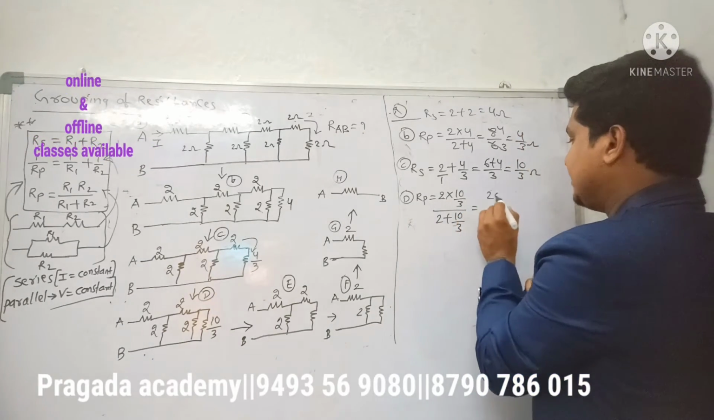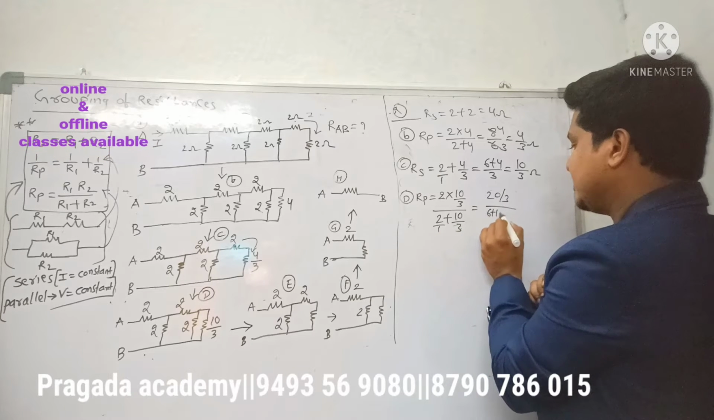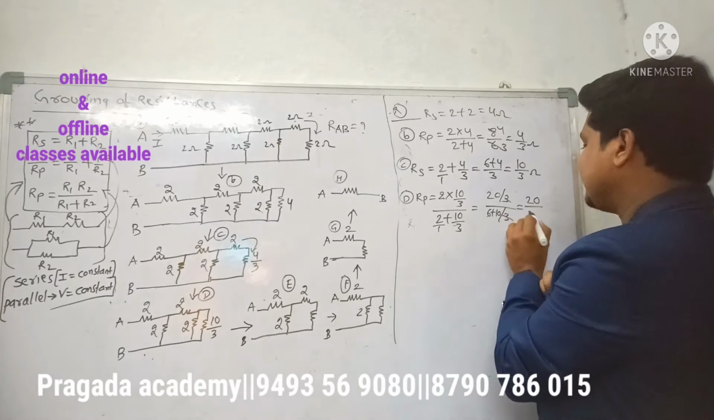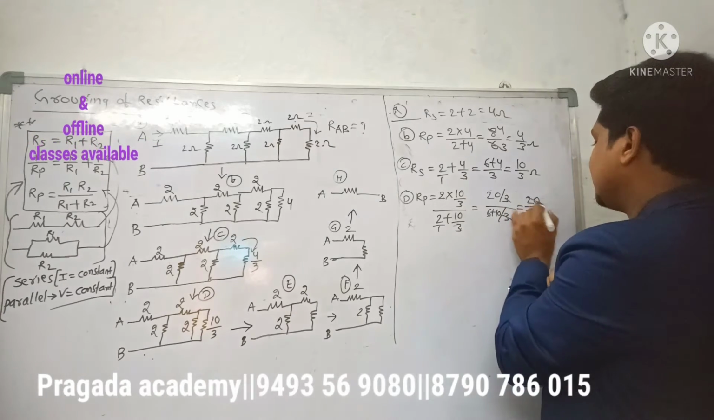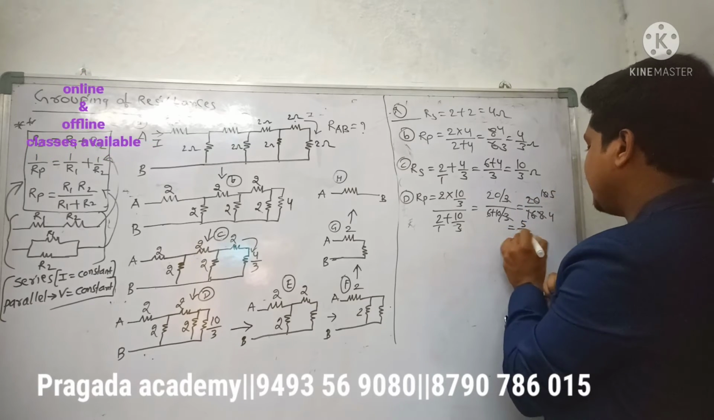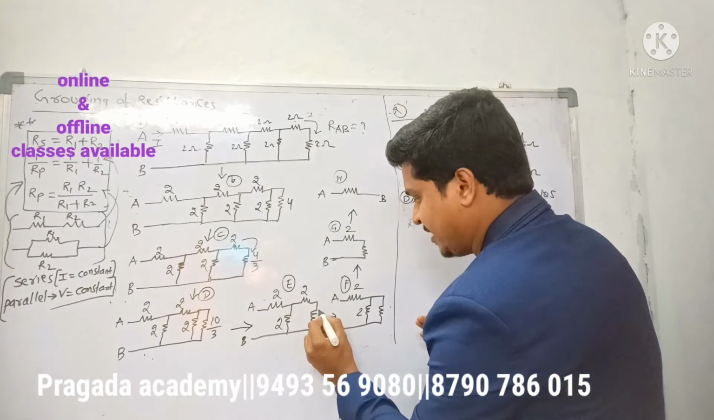So you will get 20 by 3 by 3 into 6 times, the 3s cancel, 6 plus 10 by 3, 3 cancel, 20 by 6 plus 10, 16. 2 8s, 2 10s, 2 4s, 2 5s, you will get 5 by 4 ohm. So next step you can write here 5 by 4.